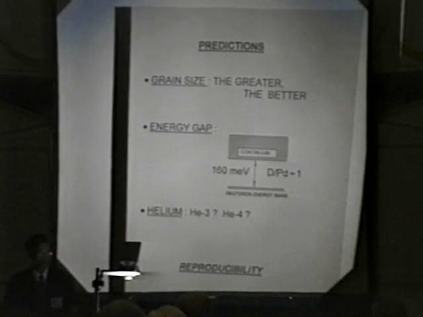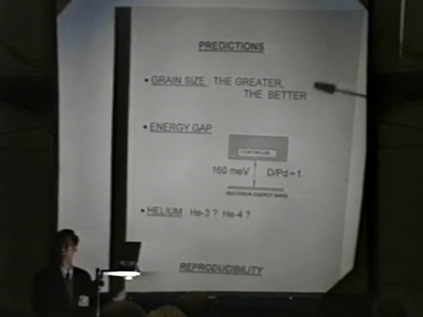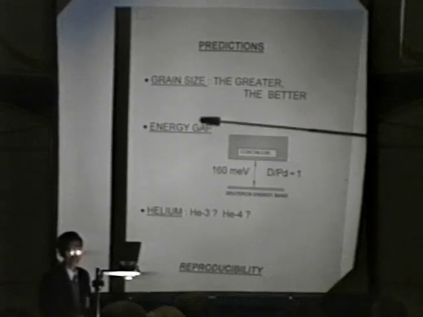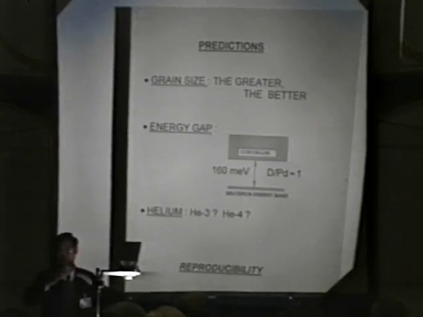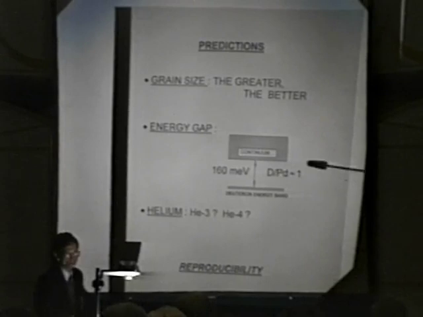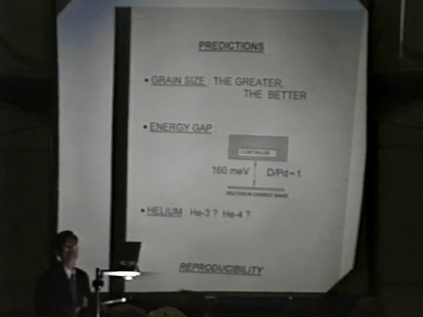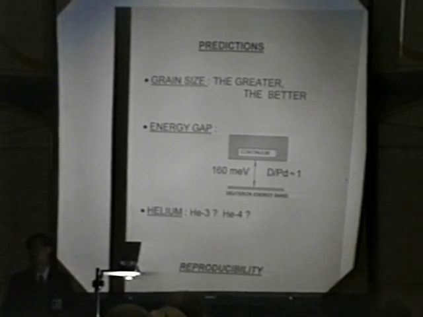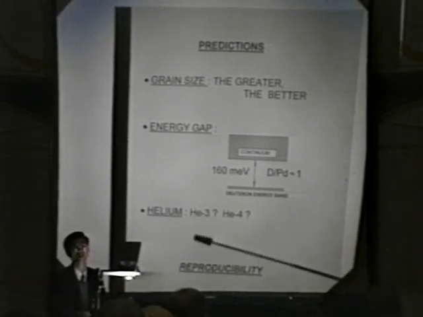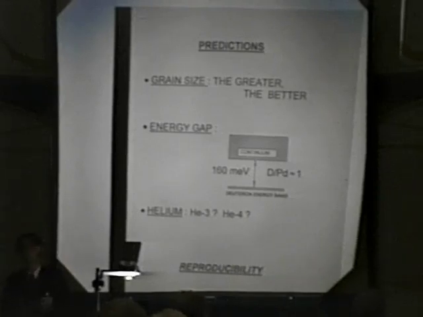So, larger grain size makes the excess heat higher. It's easy to do the experiment. Energy gap control will reduce the threshold, making the experiment easier. So, if we can prove this, then we have a better chance to improve the reproducibility. Of course, there is a key point in this theory. It's only for D-diffusion. Then there must be helium.